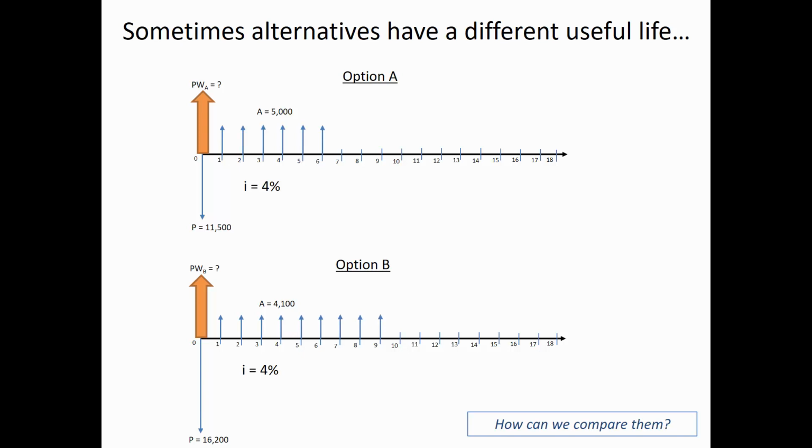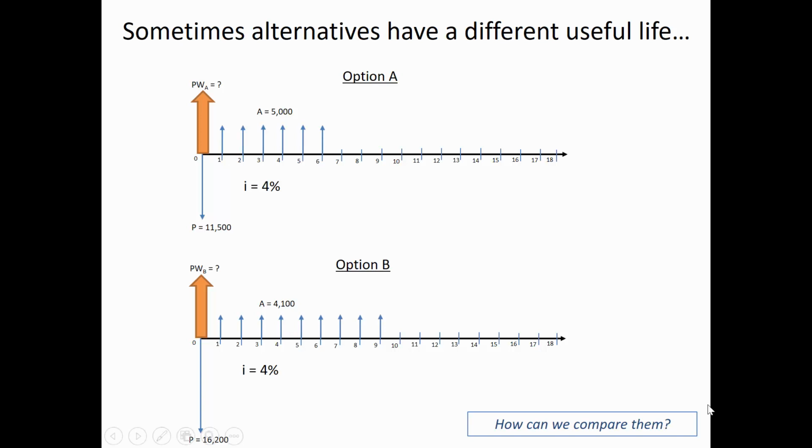What if your two options don't last the same amount of time? Okay, so look at these two cash flow diagrams. Option A versus option B. So option B is more expensive, but it lasts longer. Now, option A only lasts for 6 years, but option B lasts for 9 years. So which one is better?